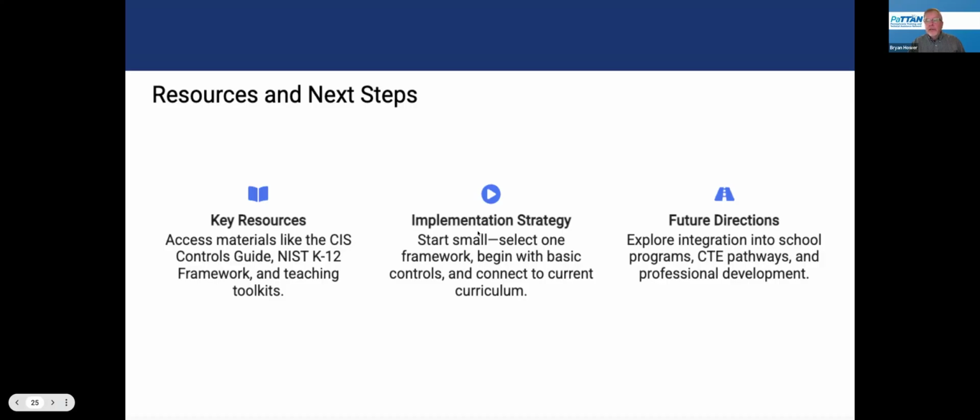Looking ahead, consider how cybersecurity education can be embedded across grade levels and subjects, whether through career pathways, interdisciplinary projects, or extracurricular clubs. These efforts can build a pipeline of students equipped with essential digital defense skills.